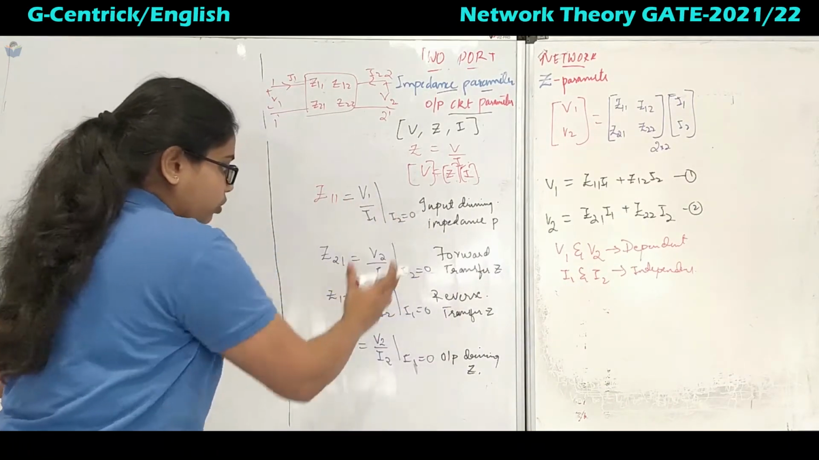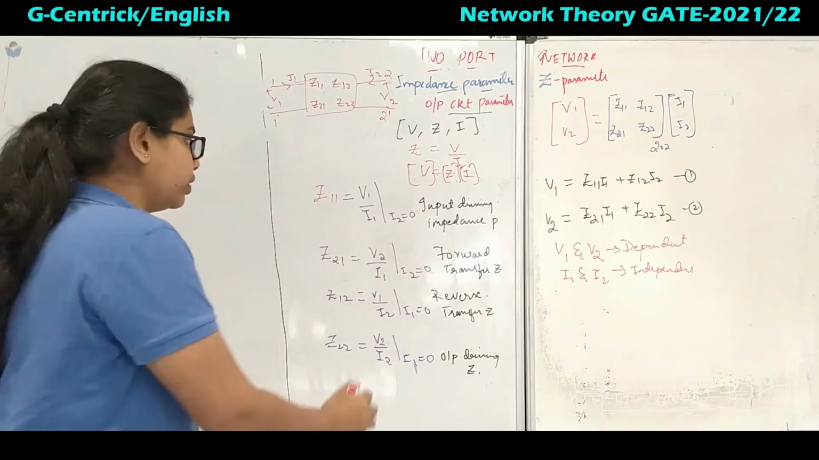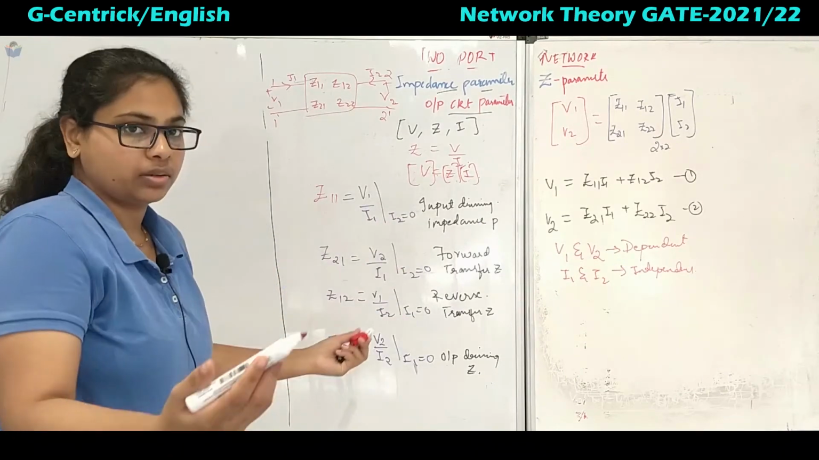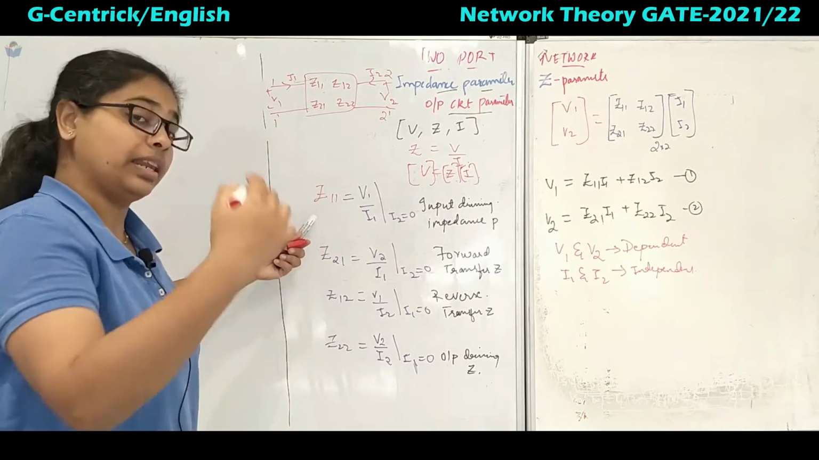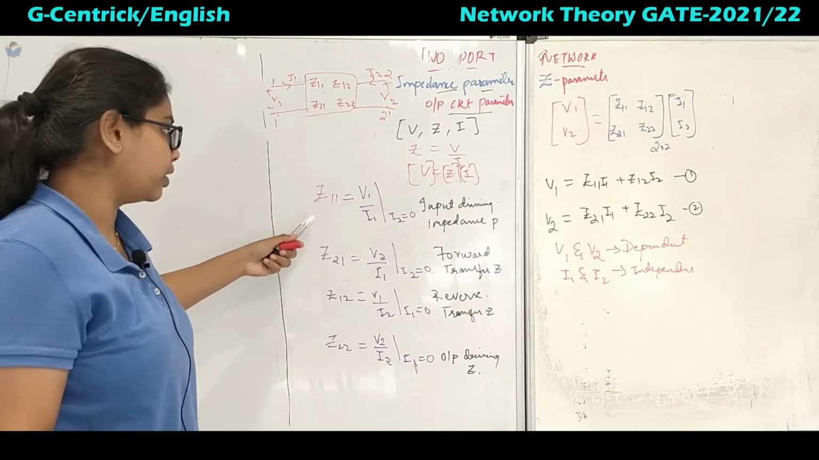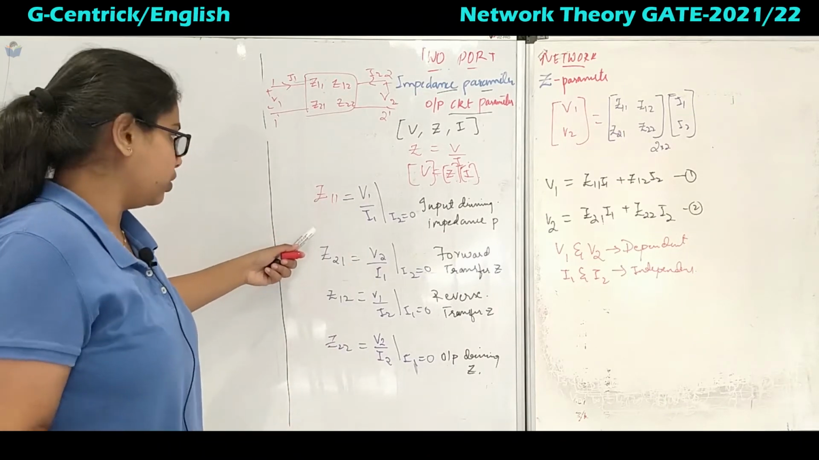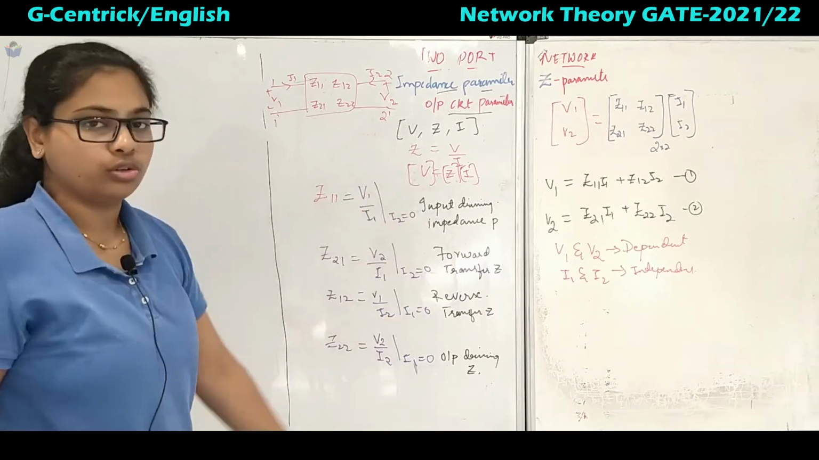So naming is not so important from the GATE point of view, but you should know what these are. Sometimes it may be asked as an objective question in various other competitive exams like JEE, SSC and all. So these are the 4 parameters that we have to find out.